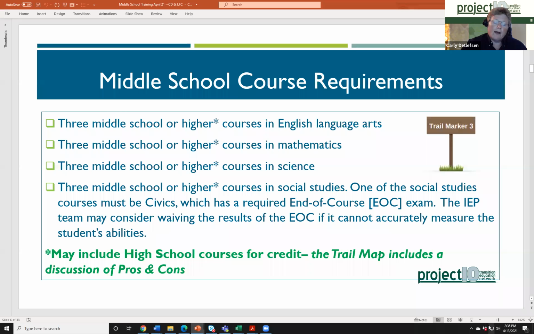And the IEP team can consider waiving the civics EOC if it's going to negatively impact the student's overall course grade. Again, if you reference our trail map, we put these little trail markers in here. If you have a copy of the trail map, or you go to our website now and pull it up, you can follow along with where in the trail map these things are mentioned.